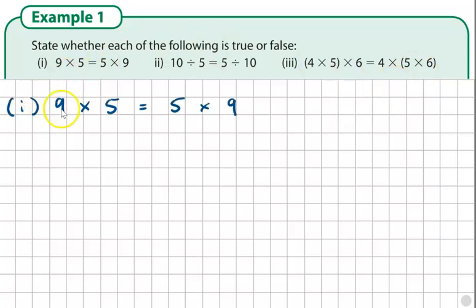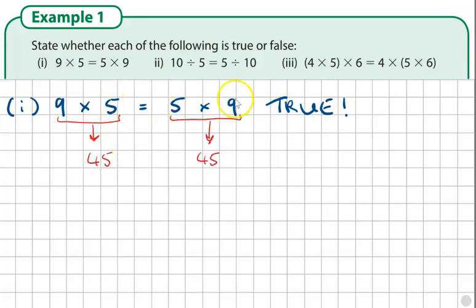So part 1, 9 times 5 equals 5 times 9. So is this true or false? It's true. 9 times 5 is 45, and 5 times 9 is also 45. So with multiplication, the order does not matter.